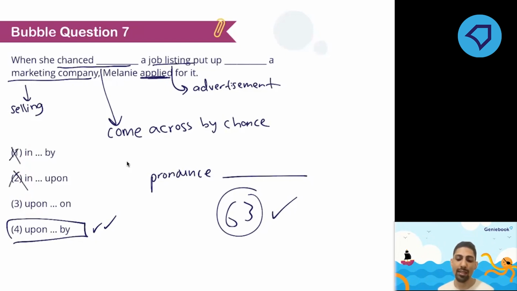And then I told you, right, to put up is to post it somewhere. So who put up the advertisement? The marketing company. So it was put up by a marketing company, not on the company. The company is not a person or a thing. Yeah, it has an office, but that doesn't make sense. Which wall do you put it on? That's not how it works. It's put up by somebody.